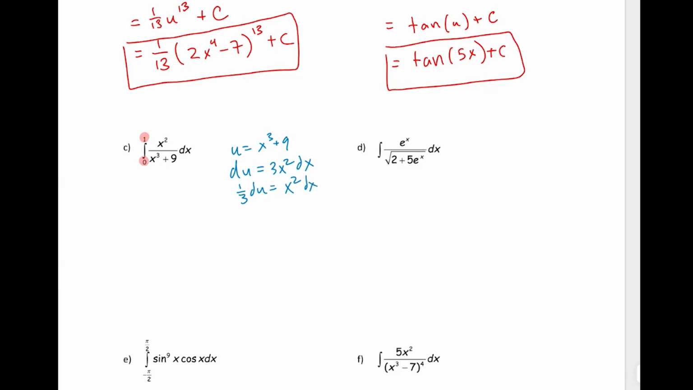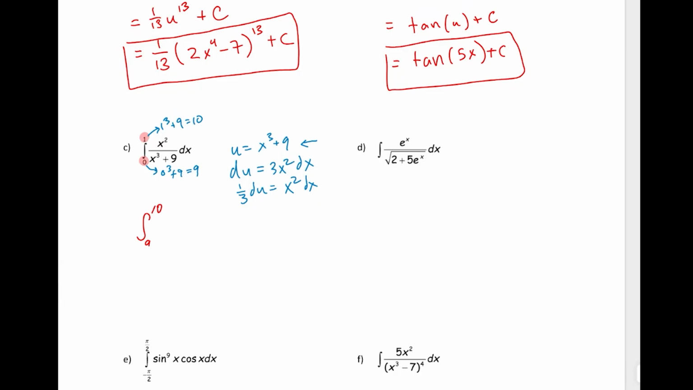So one last thing that we need to do with these definite integrals when we convert from x's to u's is to also convert the bounds, okay? And we can do that using the formula for u that we defined from the beginning. U is x cubed plus 9. So that upper bound would be 1 cubed plus 9, which is 10, and the bottom boundary would be 0 cubed plus 9, which is 9. So when we go to convert all these x's to u's, we're going to go from 9 to 10 instead of from 0 to 1.